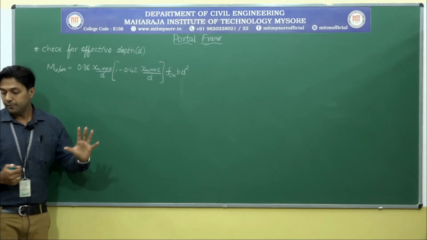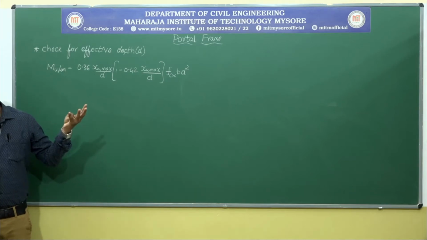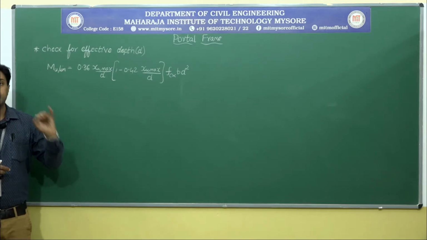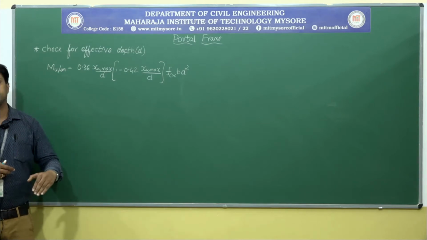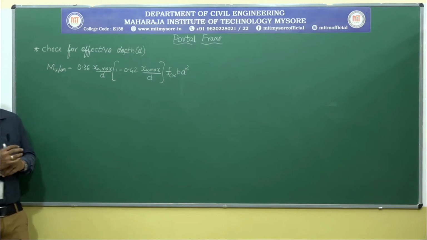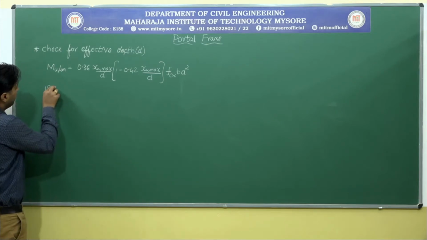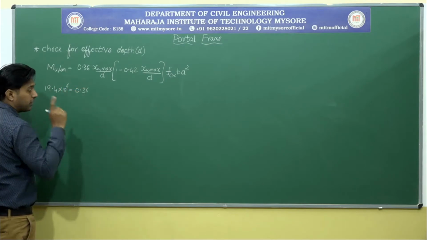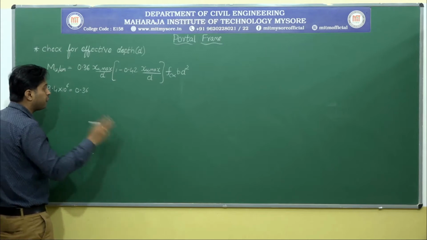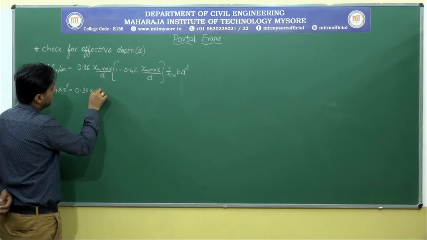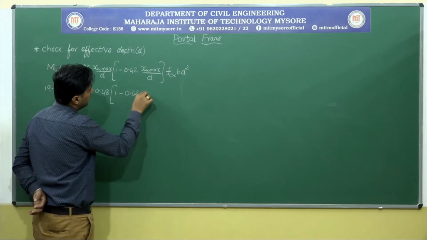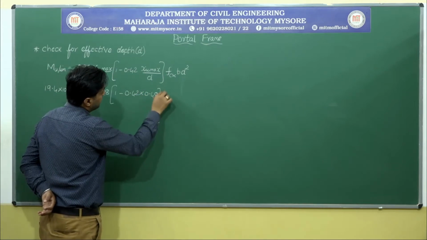So which is the highest value? One value is 16.7, next one is 13.13, the next one is minus 19.4 and the next one is minus 17.50. Neglect the positive and negative sign. Signs only indicate whether it is hogging or sagging. So here the highest value is 19.4. So 19.4 into 10 power 6 is equal to 0.36. Here the grade of steel that they have given is Fe415. For Fe415, xu max by d value is 0.48 into 1 minus 0.42 into 0.48 into fck, which is 20.